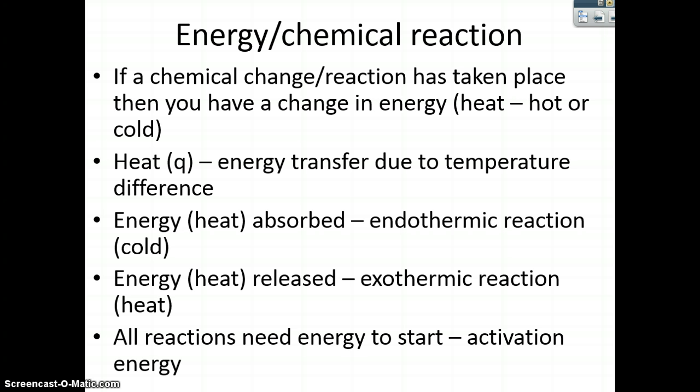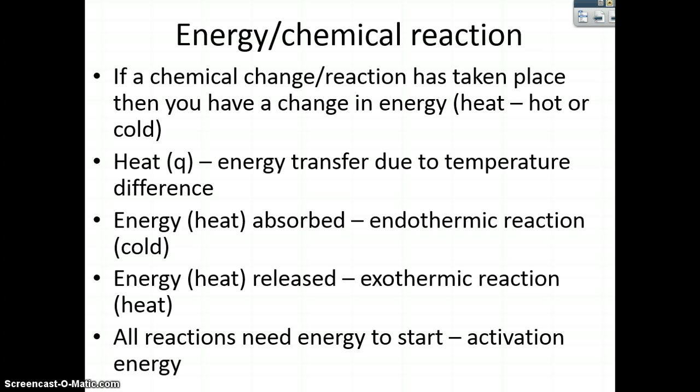Energy and chemical reactions. If a chemical change or chemical reaction has taken place, then you have a change in energy. In the lab you did the other day, you should have felt the side of some test tubes, and it should have felt warm because of a chemical reaction. The magnesium strip was mixed with the hydrochloric acid. You should have had some bubbling taking place, and if you would have felt the side of the test tube, it would have gotten warm. So it's an example of a chemical reaction. That's kind of how it shows that a chemical reaction has taken place. The heat, it turned hot.